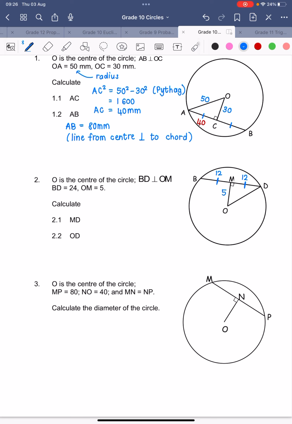Now they want us to find the length of MD. Okay, we've actually already written that in, hey? So that's an easy question. MD is equal to 12. And I'm just going to write units. It's always a good idea to add units to your answer if it's a length that you're calculating, because they didn't say centimeters or millimeters or whatever here. And now your reason is line from center perpendicular to chord.